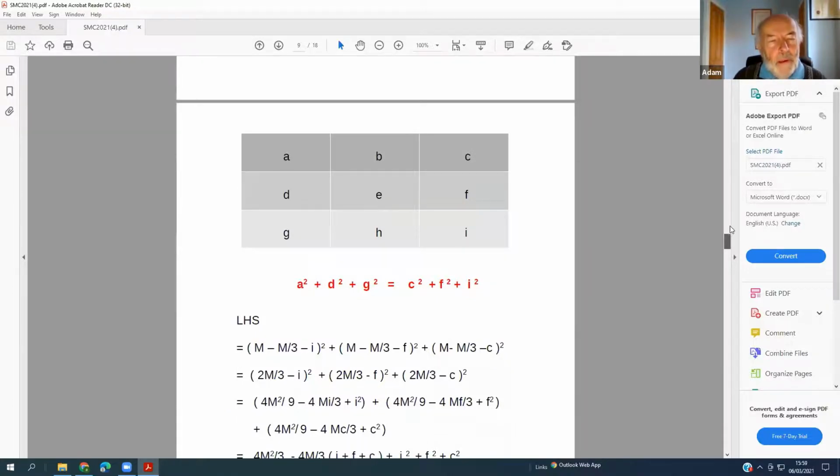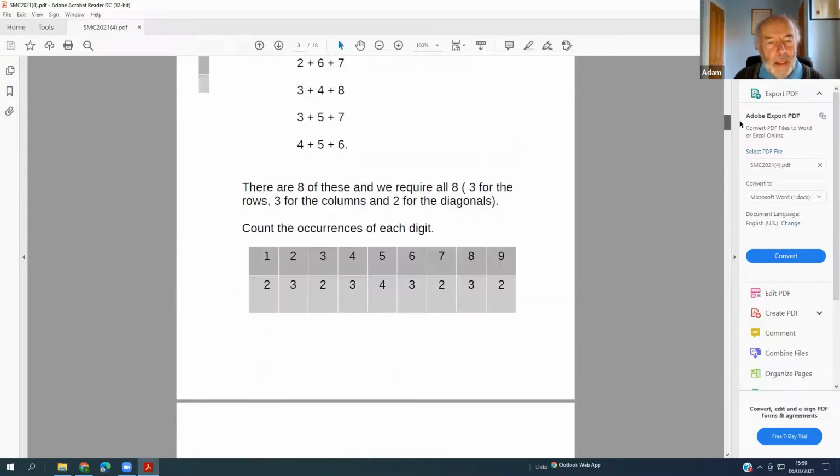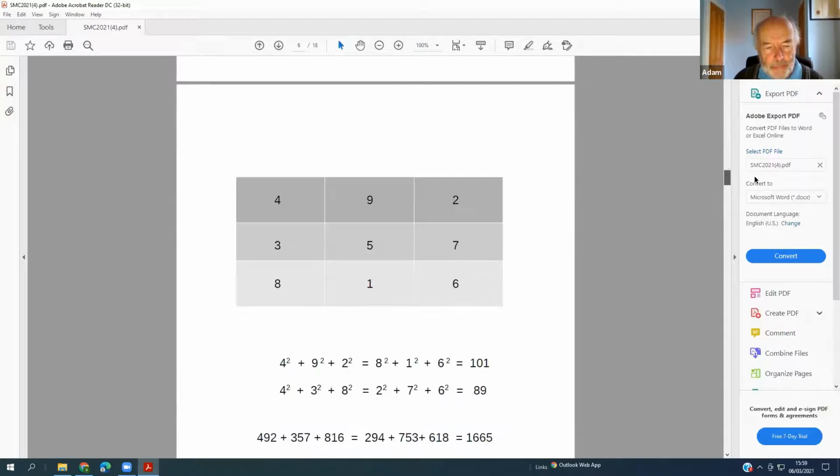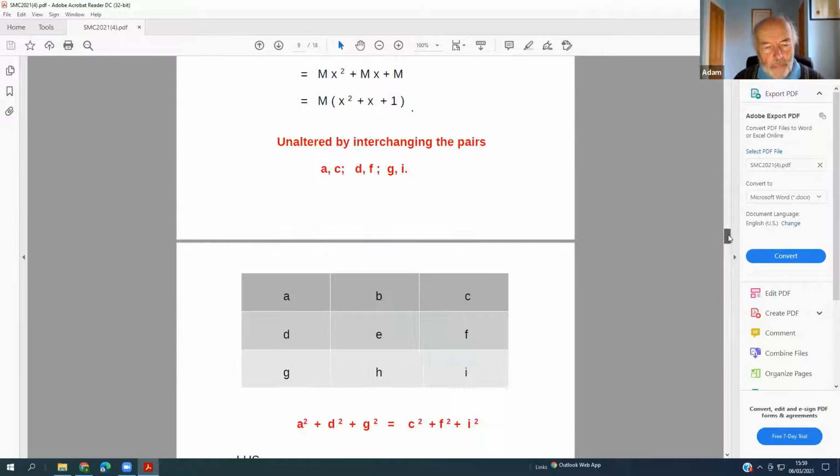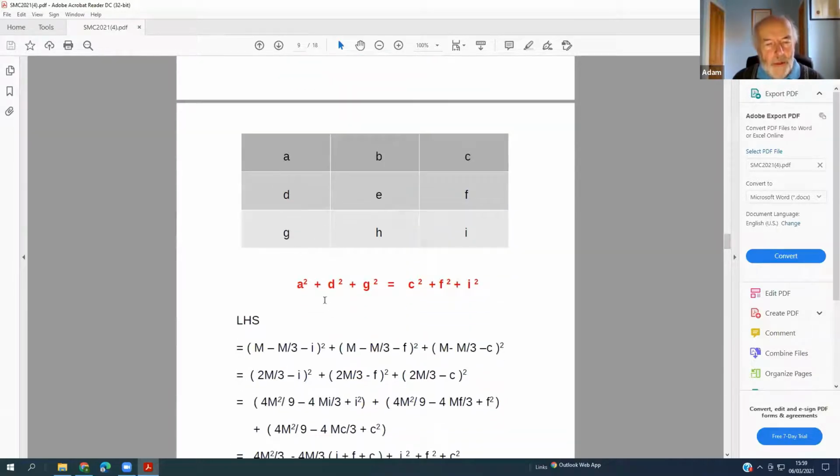Now, back here, we had this business. Let's look at the first and third column. We had this 4 squared plus 3 squared plus 8 squared equals 2 squared plus 7 squared plus 6 squared. Let's see what the analog of that would be here. We'd use the first column, a, d, and g. So a squared plus d squared plus g squared equals c squared plus f squared plus i squared. That would be the analog of that. Now, let me just show you quickly why that works.